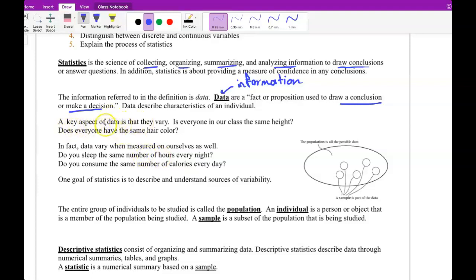Okay, we may have different types of data, different information. For example, you may ask, is everyone in our class the same height? What are the answers for that part? Or under one, you may ask, does everyone have the same hair color? So having other data on this part, we have different types of information.